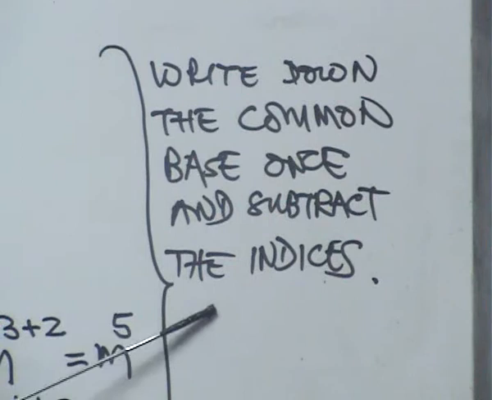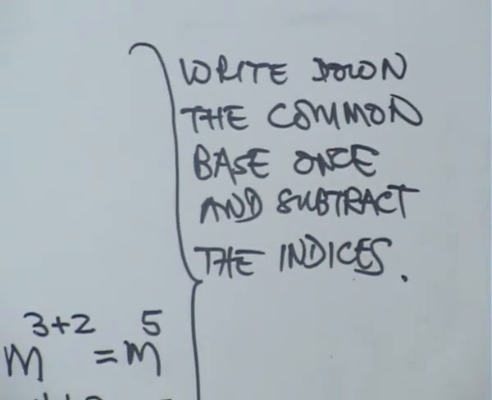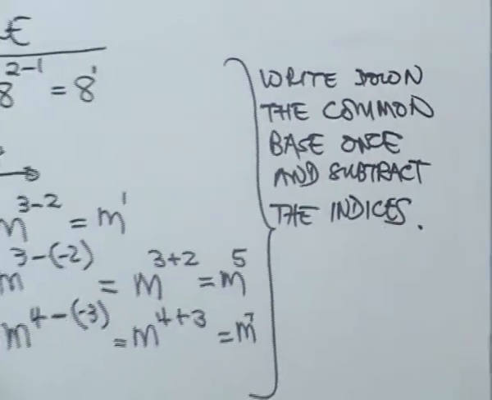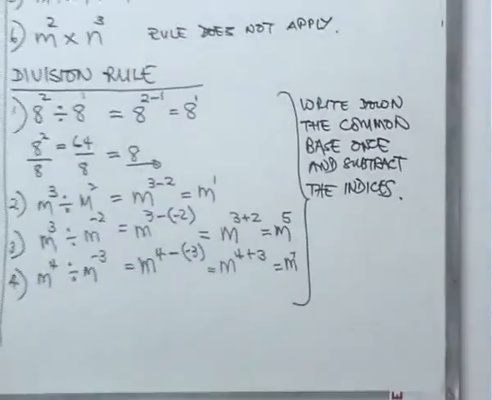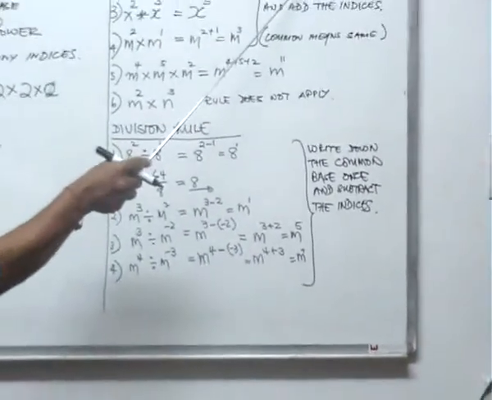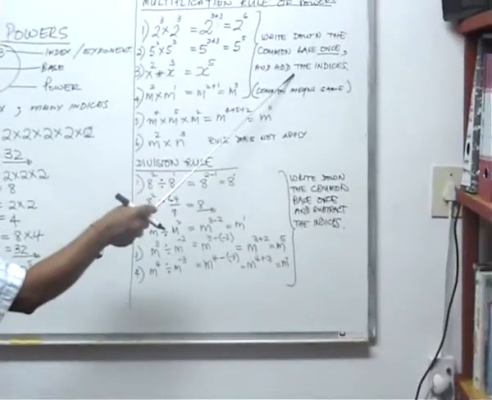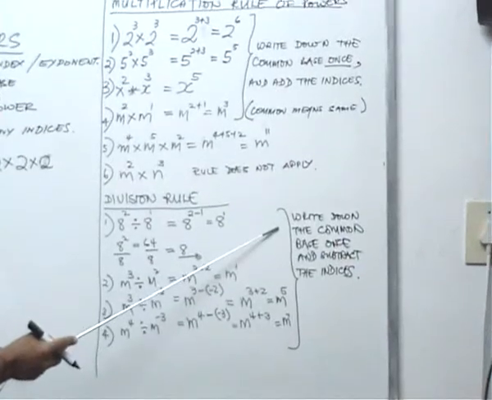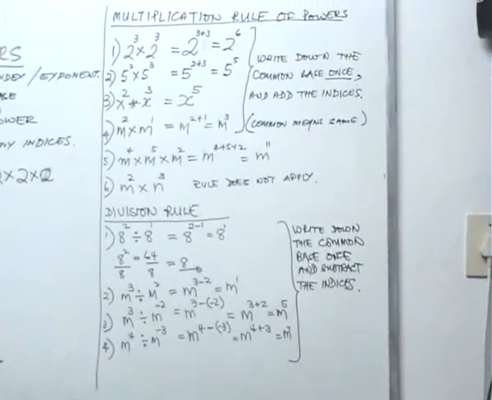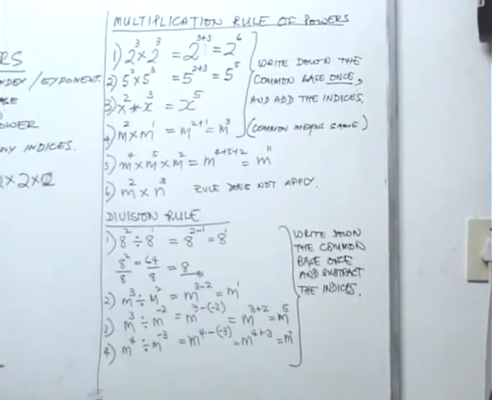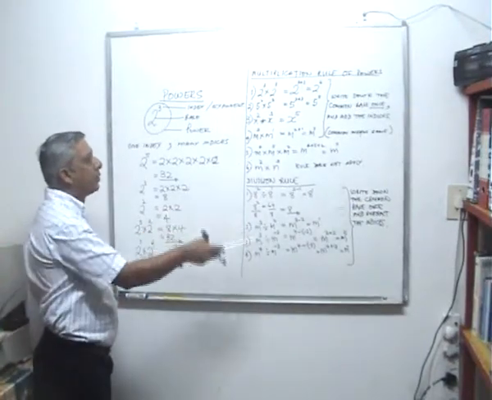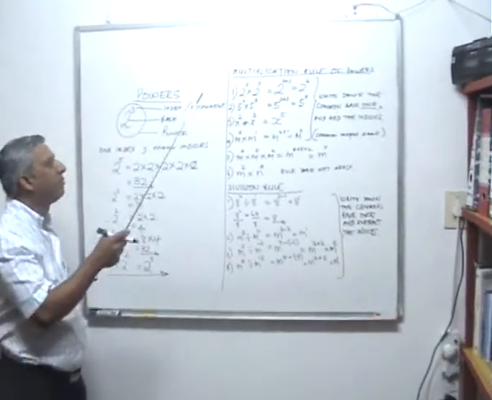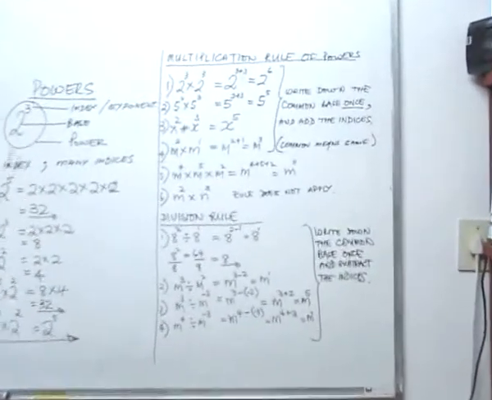First, you've got to learn the rule off like that. Then you learn to apply it in examples. So if I meet you walking down the road and I tell you, hello, how are you, and ask you what is the multiplication rule of powers? You should immediately say, write down the common base once and add the indices. If I ask you what is the division rule, you should tell me, write down the common base once and subtract the indices. So once we know these two rules, you'll be able to do some multiplication and division in algebra.